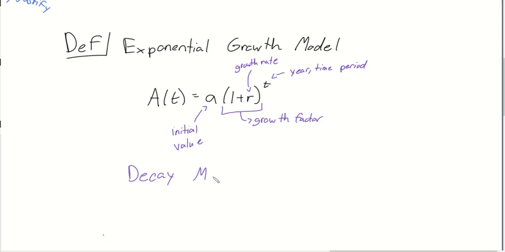Decay model. The only thing different is that inside it's 1 minus r. So this entire portion is our decay factor. And this is our decay rate. That's it. So in the last one, the population was increasing, so we had growth, but if the population was decreasing, it would have been decay.